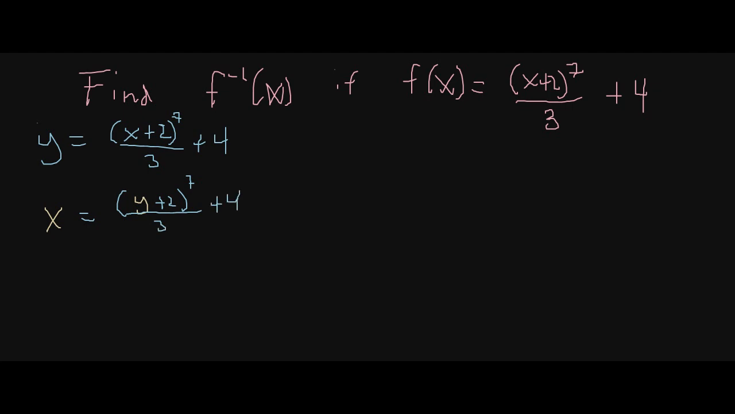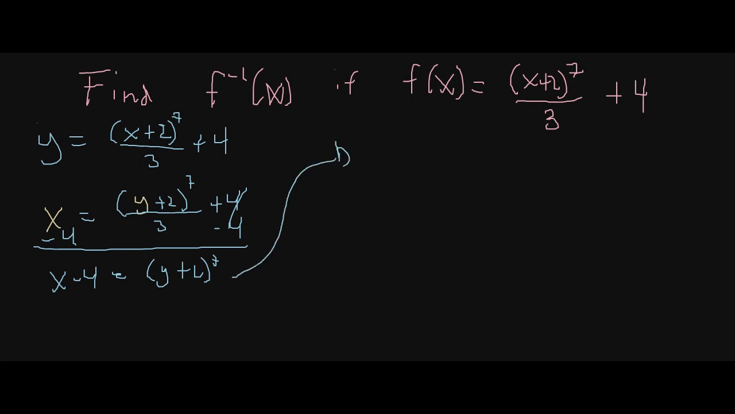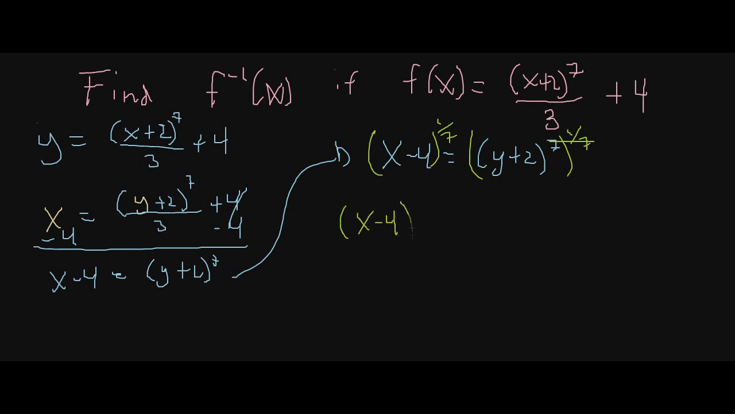Now we want to undo any addition or subtraction like before. We subtract 4 from both sides. Now we get x minus 4 is equal to (y plus 2) raised to the 7th power. I'm going to rewrite this over here. I'm going to multiply both sides by the power of 1 over 7, because 7 times 1 over 7 is just 1, so that's gone. And so we finally get (x minus 4) raised to the 1 over 7 is equal to y plus 2.